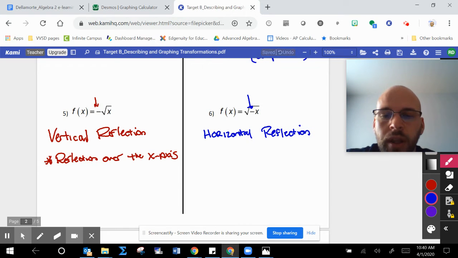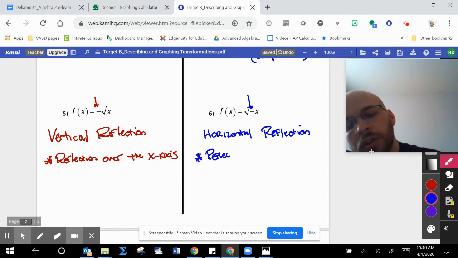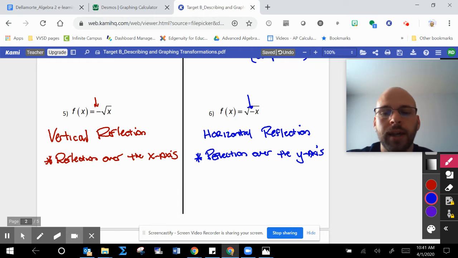So if I have any operation on the inside, that's always a horizontal change. In this case, that negative is a reflection. I would prefer you say that I have a reflection over the y-axis this time, right? So if I fold it over the y-axis, that would be a horizontal change.